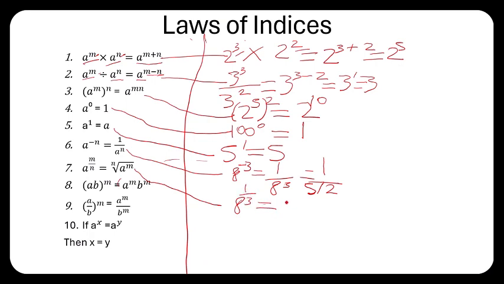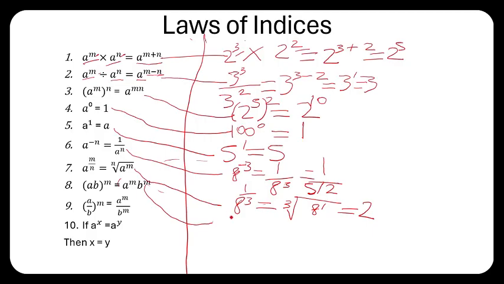So this is giving us what? This is going to give us the cube root of 8 raised to power 1. So what's the cube root of 8? It's 2. So 2 times 2 times 2, that's 8. 2 raised to power 3 is what? 8.